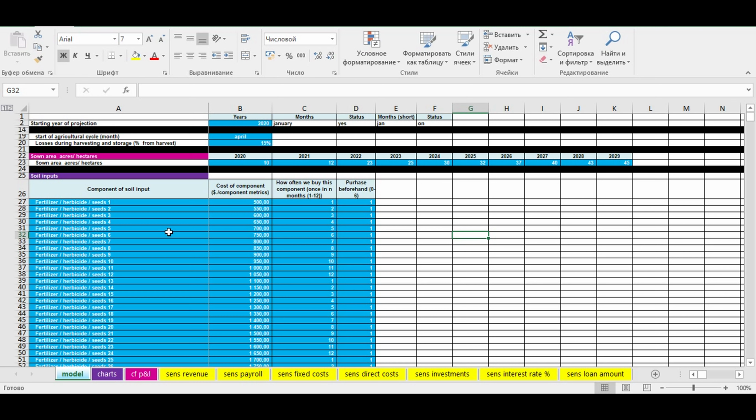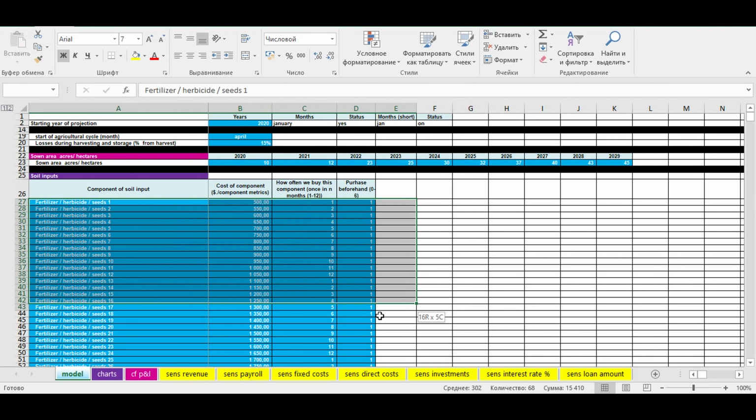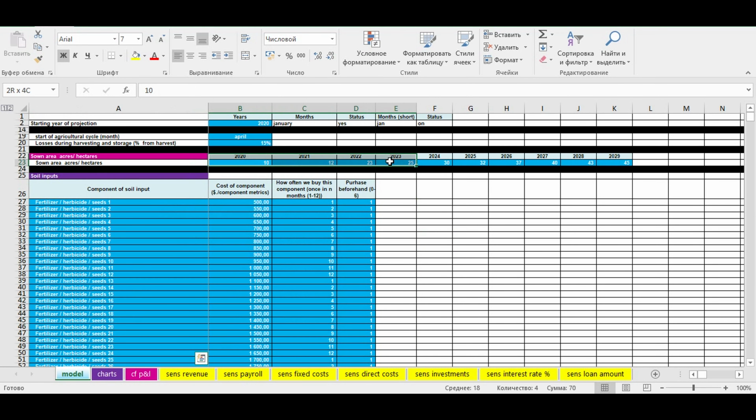In our model, all inputs are colored in blue. Other cells are automatic. First of all, we enter the year when all our financial projections start. We are starting with formulating the basic parameters of our farm. First of all, we set the first month of the agricultural cycle, for example, April, a month when we put seeds in soil. Then we enter the percentage of losses during harvesting and storage. Then we specify the cultivation area for each year of financial projections.